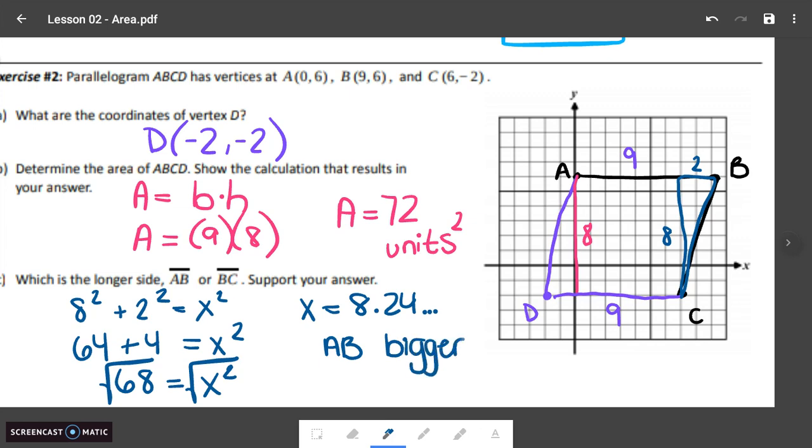You could have also done the distance formula to check, got the distance of BC because we had those points. Same idea, same concept. And that would have worked as well.